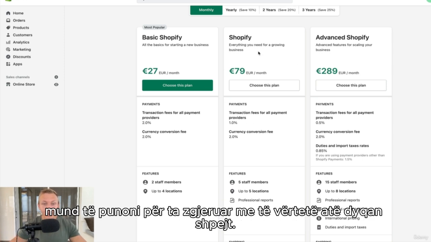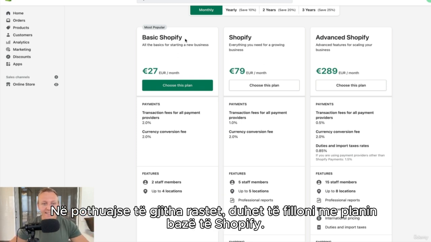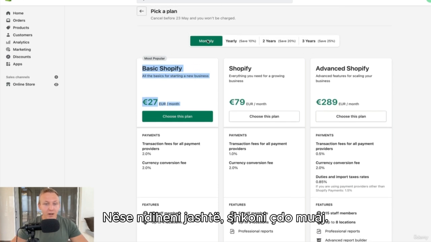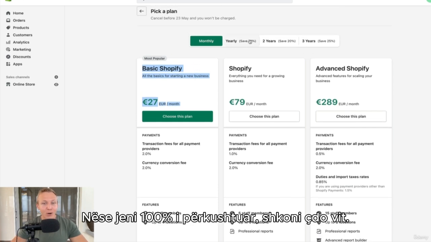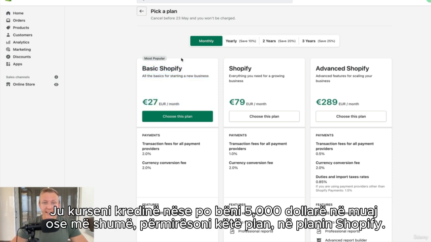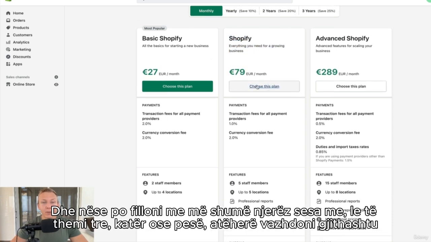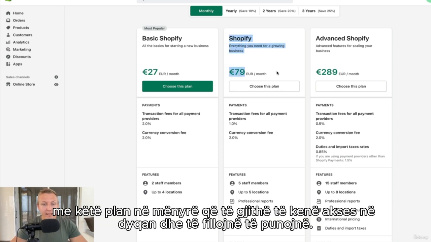So to summarize, what should you do? You should, in almost all cases, start with the basic Shopify plan. If you're feeling things out, go monthly. If you're 100% dedicated, go yearly. You can always upgrade in the middle of this. It doesn't matter. You save the credit. If you are making $5,000 a month or more, upgrade to the Shopify plan. And if you're starting out with more people than 2, let's say 3, 4, or 5, then also go with this plan so that everyone can get access to the store and start working.